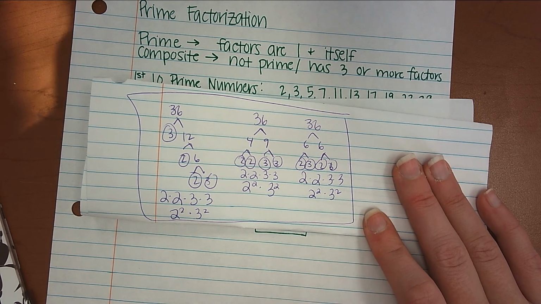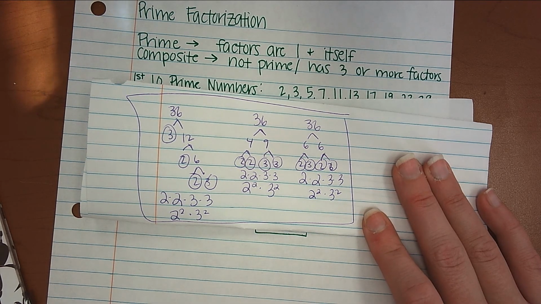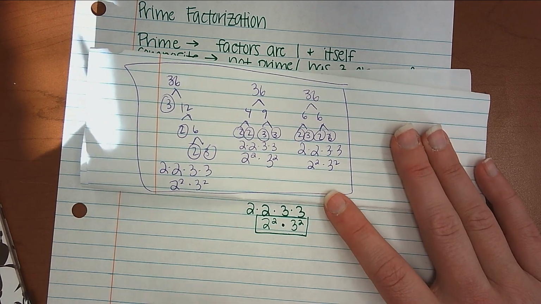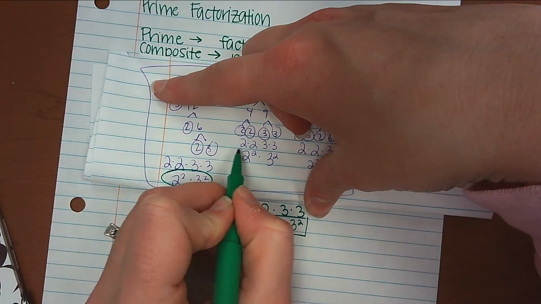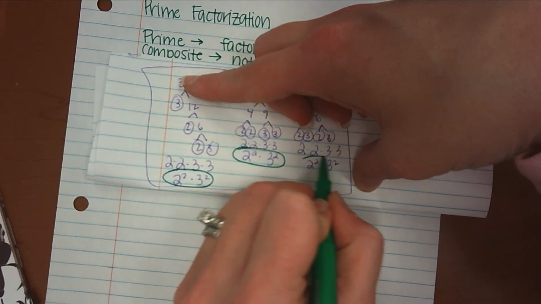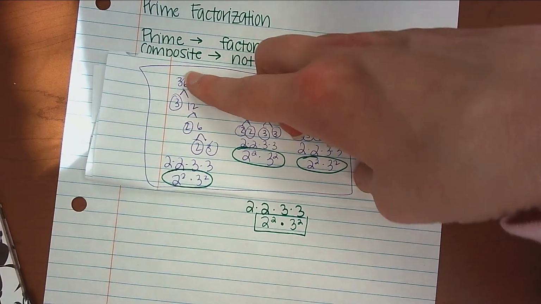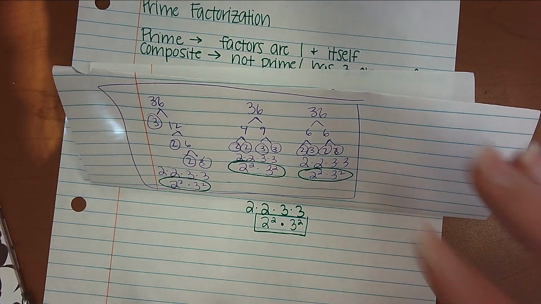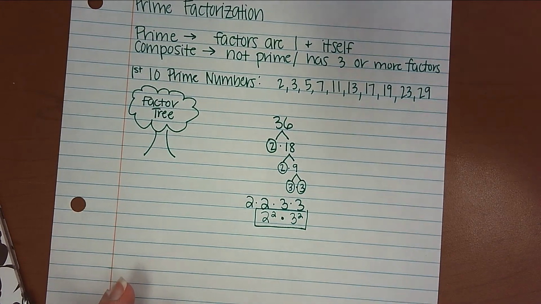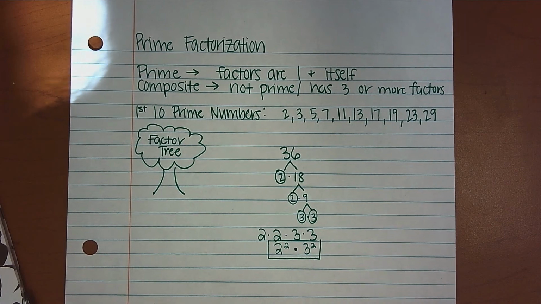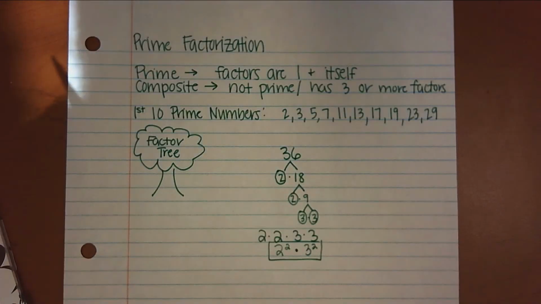So no matter how I broke it up, when I got to my prime numbers, I still always had the same answer: 2 squared times 3 squared. So it doesn't matter what factors you choose to start, as long as you work until you get a prime number and you circle that prime number, that is when we're going to find the prime factorization.